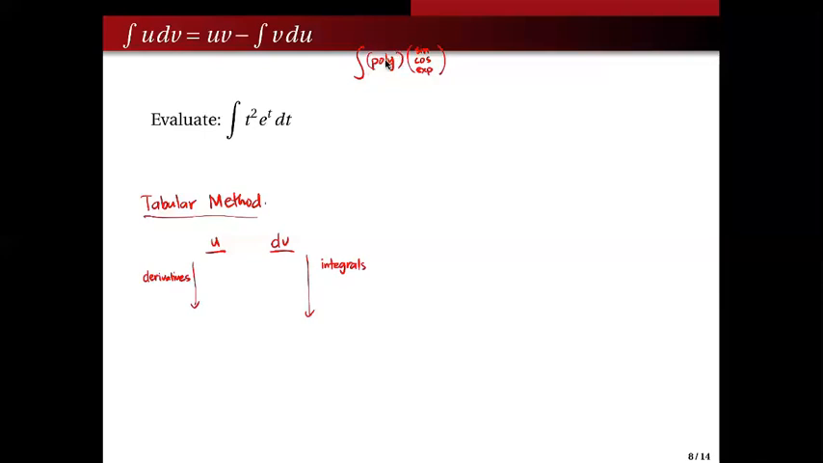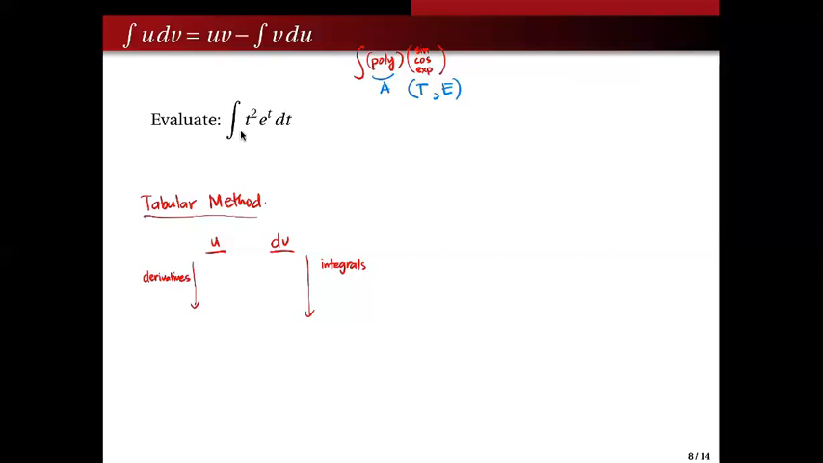Since you have your polynomial, this is algebraic, correct? This guy here, it's algebraic. For this, it is either trigonometric or exponential. In any case, algebraic comes first. So the u will always be the polynomial. Okay?